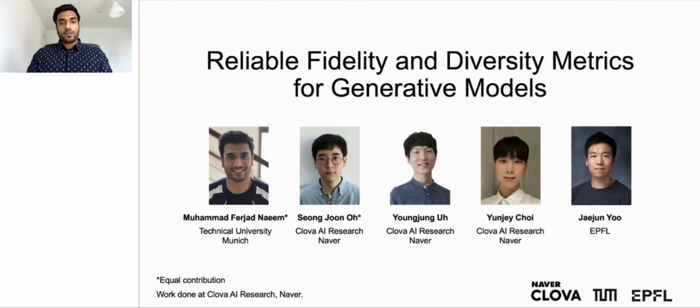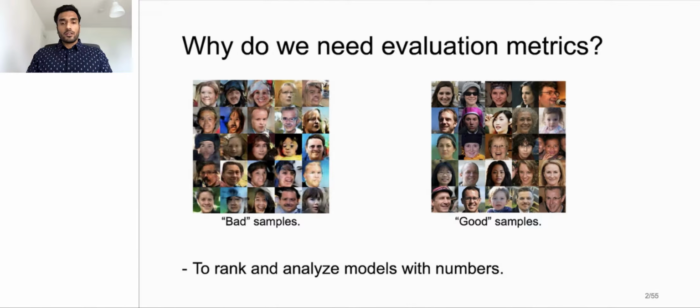In this work, we propose a pair of metrics that allow for reliable evaluation of the performance of a generative model. With the generative model, we aim to learn the underlying distribution of the data, and with an evaluation metric, we aim to differentiate a good performing model from a bad one.